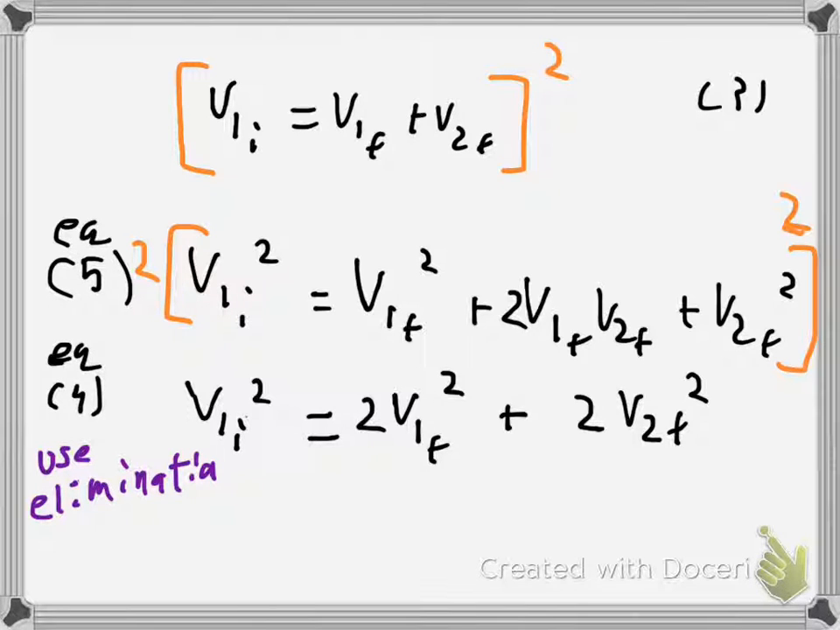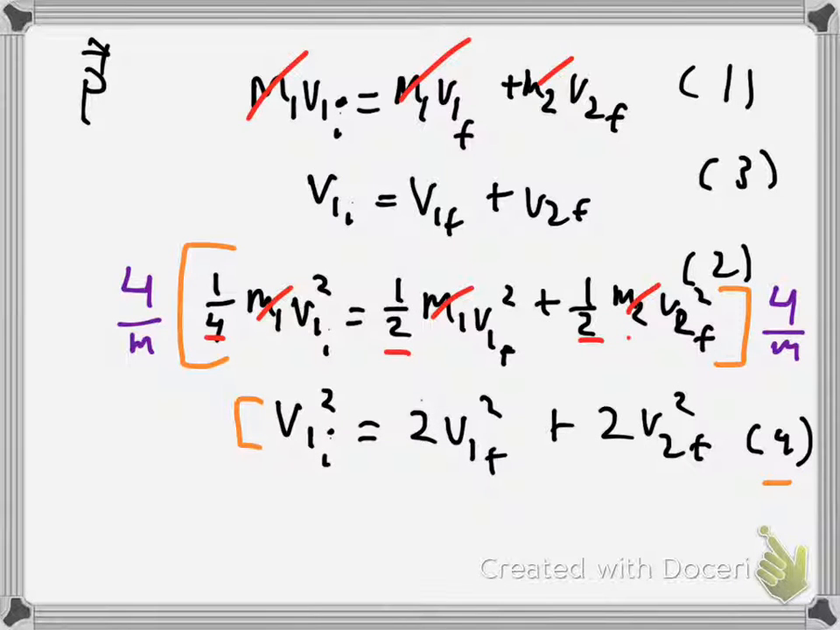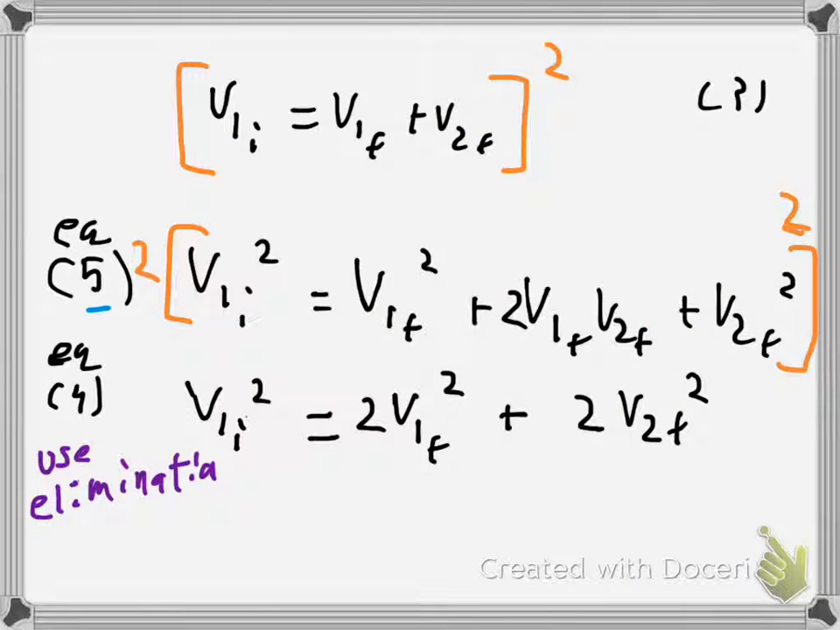If you ignore the orange marks for a second, this is equation 5, and if we go back to equation 4, there is also a V1 initial squared. So there's a V1 initial squared in both of these, and we have V1F squared, V1F squared, V2F squared, V2F squared. So, for this problem, I tried substitution initially. It does not work well. Elimination is much easier with this.